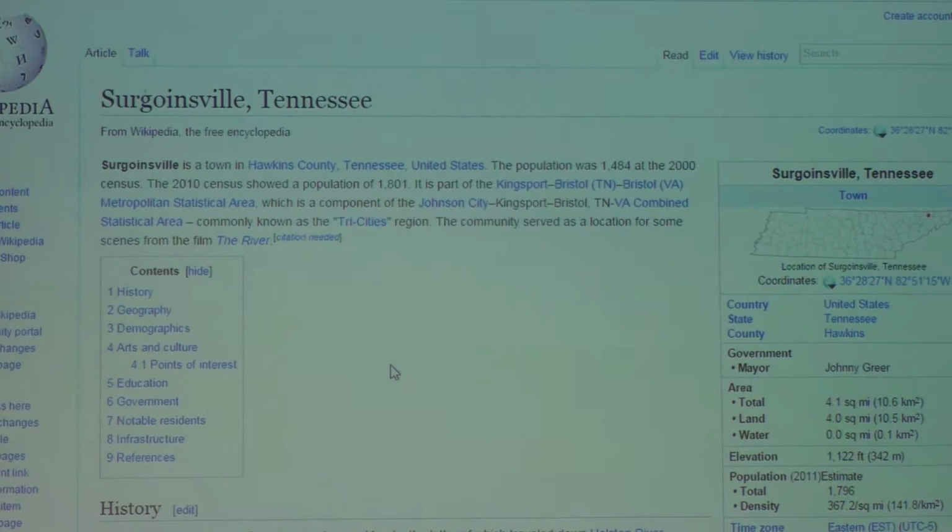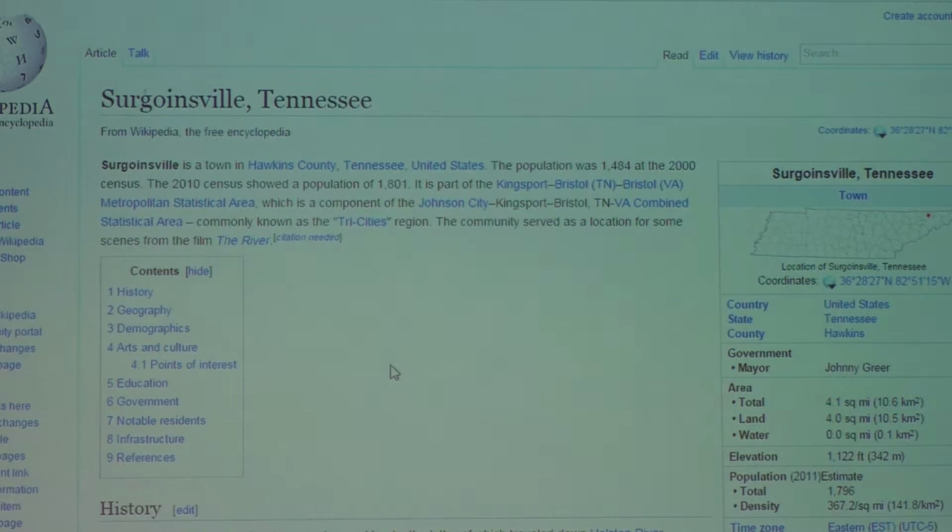So it's a town in Hawkins County, Tennessee, 1,484 people in 2000, went up to 1,800. It's part of the Kingsport, Bristol Metropolitan Statistical Area of Johnson City, Kingsport, Bristol, Tennessee, Virginia combined statistical area, Tri-Cities region.